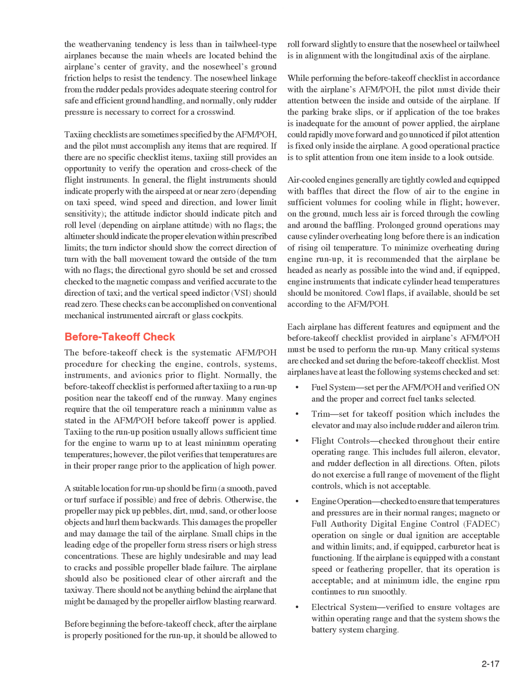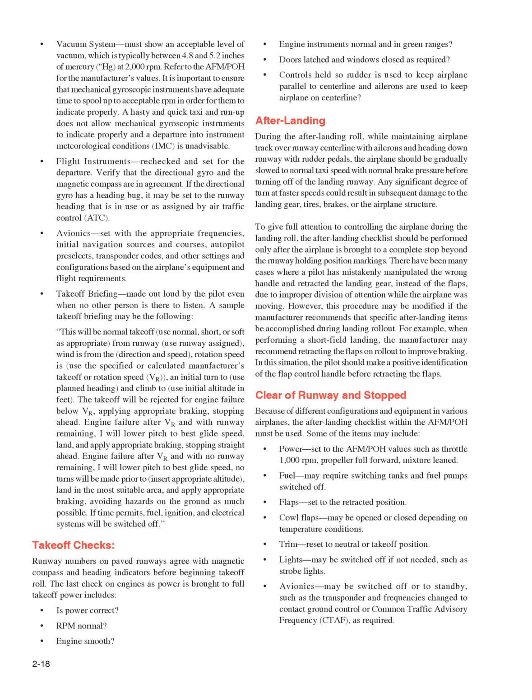Electrical system, verified to ensure voltages are within operating range and that the system shows the battery system charging. Vacuum system, must show an acceptable level of vacuum, which is typically between 4.8 and 5.2 inches of mercury, Hg, at 2000 revolutions per minute. Refer to the AFM/PO for the manufacturer's values.